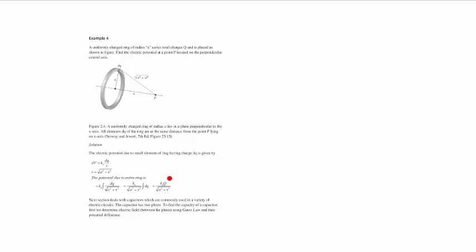So k_e becomes the integral of dq upon the root of a squared plus x squared. So the whole thing is k_e upon the root of a squared plus x squared, times the integral of dq. The integral and dq cancel, and we are only left with Q. So this is the general expression that is left, which is this one here.